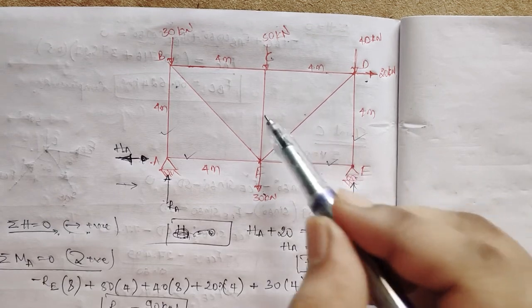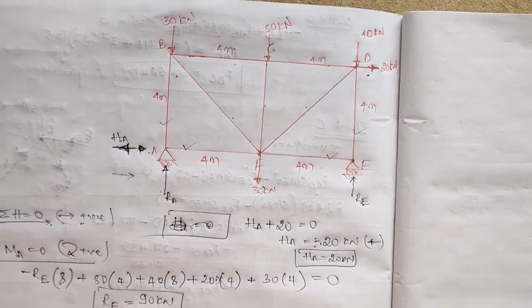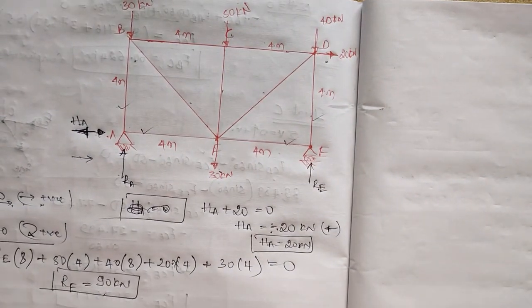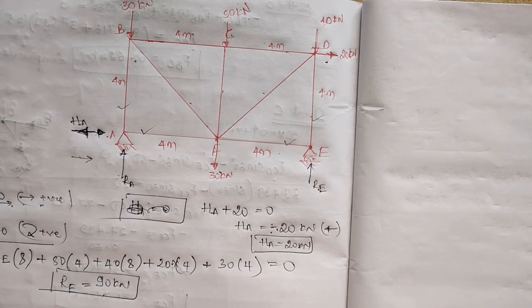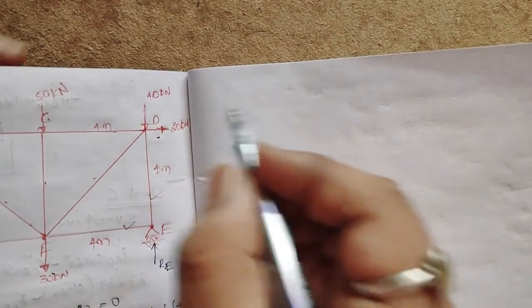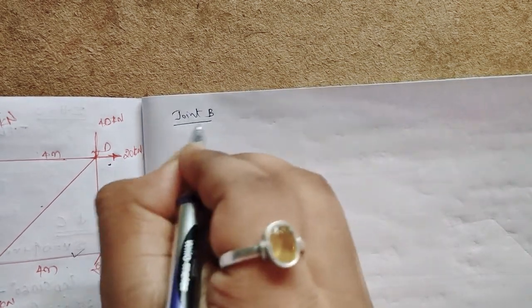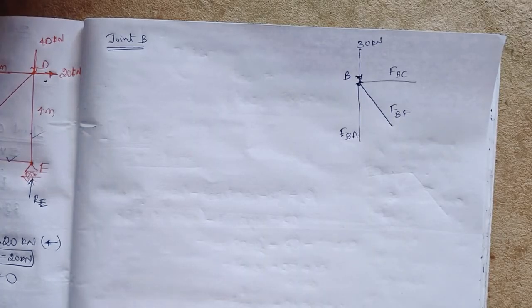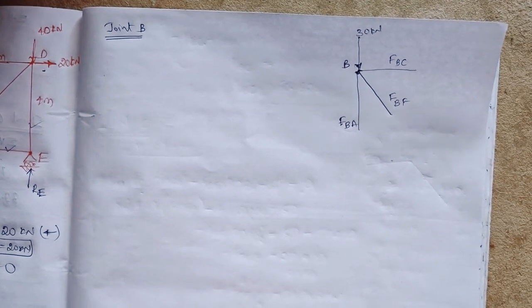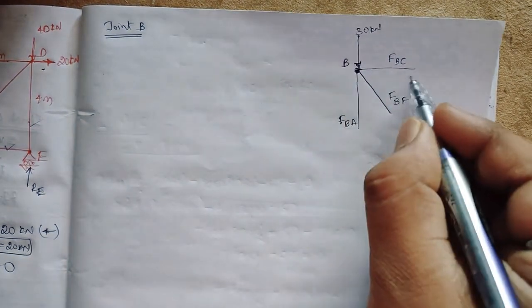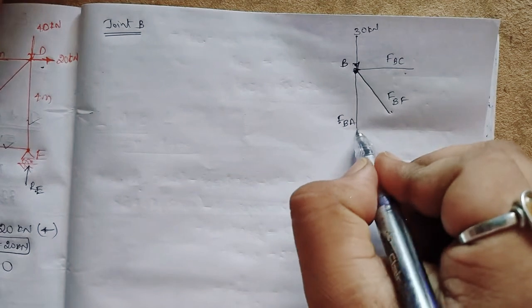Next, 1, 2, 3, 4, 5, another 5 members are there. So I'll take joint B now. So I wrote the joint B now. So these are the forces FBC, FBF and FBA.